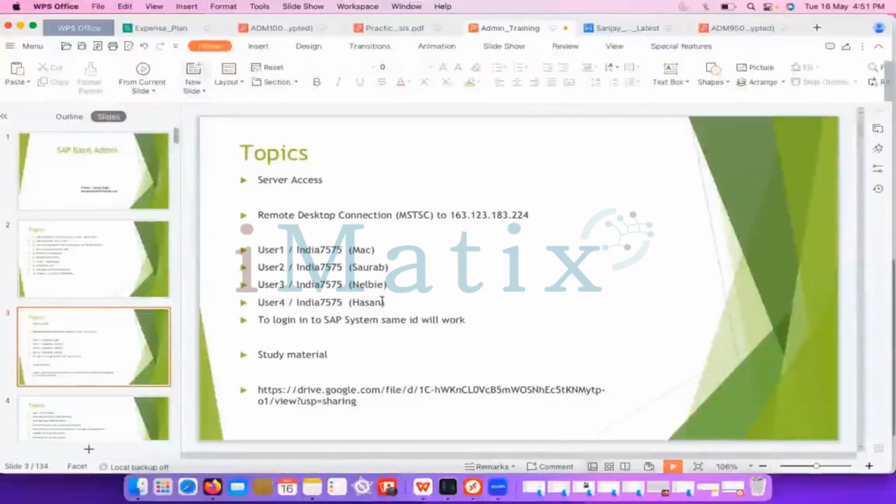This client will be what? Client field. Client is by default coming, 001. Client, because this software is a global software. Suppose this software is used in US, for US we have mentioned 001. If this software is used in India, I can use 100, 200 like this.